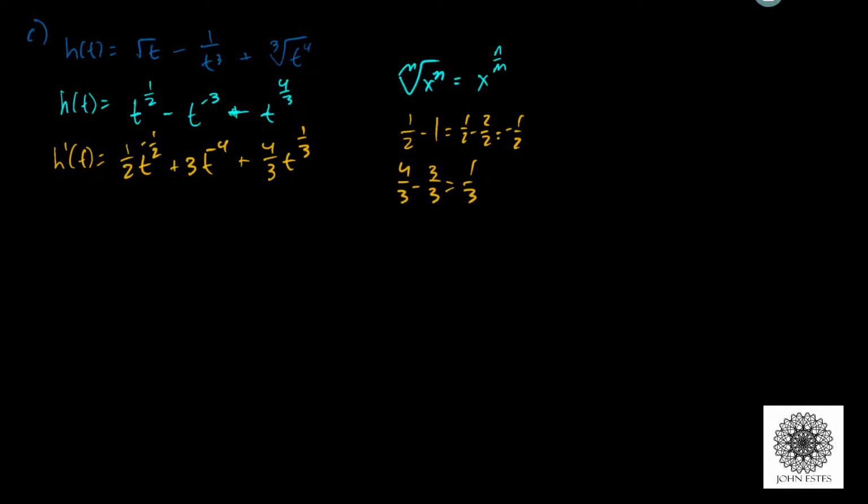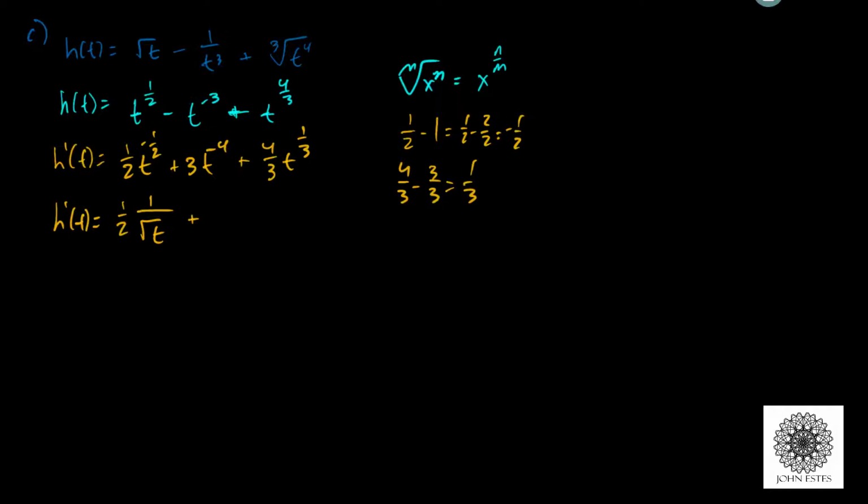Now, if you wanted to write it back in terms of radicals and denominators like we started with, then that's good. So here what we'll say then is this is 1/2 t to the negative 1/2. There's two things going on here. The negative brings me down to the denominator. So that'd be like 1 over t to the 1/2. And remember, t to the 1/2 is the square root of t. So t to the negative 1/2 is 1 over root t.